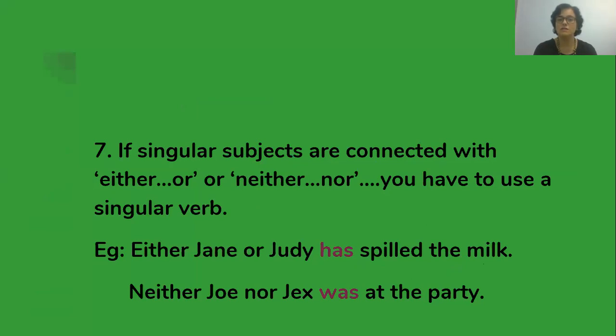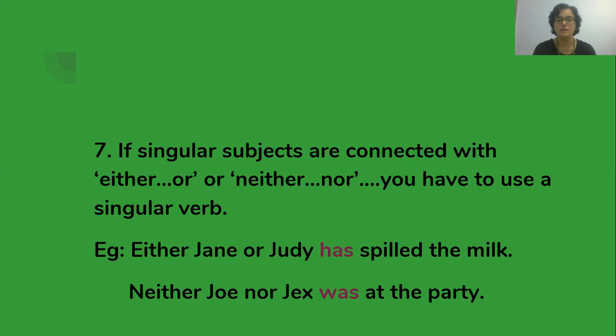If singular subjects are connected with either or neither nor, you have to use a singular verb. Here are some examples for you. Either Jane or Judy has spilled the milk. So, where are the singular subjects? Jane and Judy. We're talking about either this girl or that girl. So, they're singular subjects and they're connected with either or.